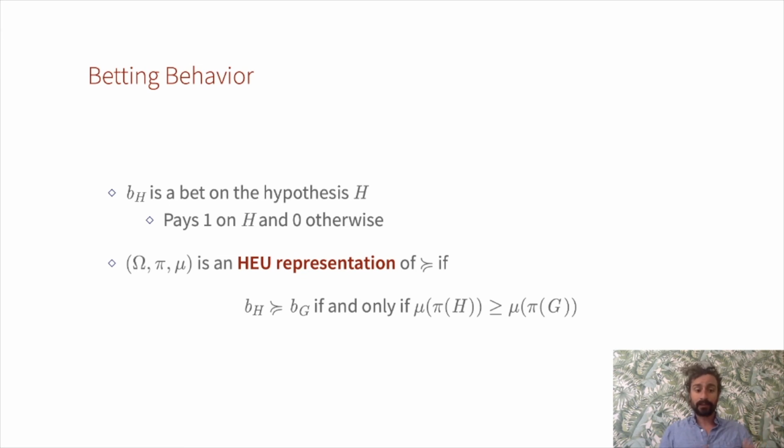Then a triple, the state space, the interpretation map, and the measure over the state space, is a hypothetical expected utility representation of our preference over betting behavior if whenever a bet on H is preferred to a bet on G, that's exactly when the probability of the interpretation of H is bigger than the probability of the interpretation of G. So the subjective assessment of the likelihood of H is bigger than the subjective assessment of the likelihood of G.